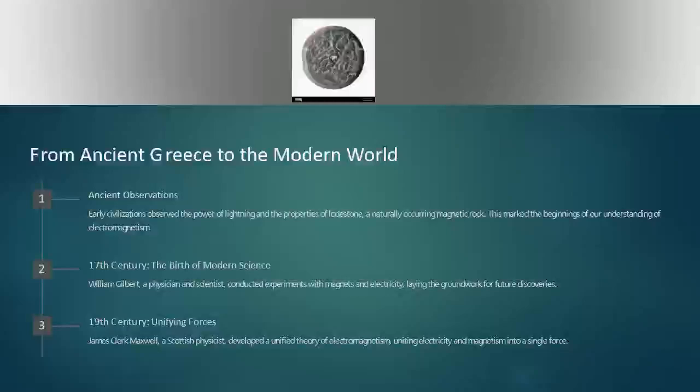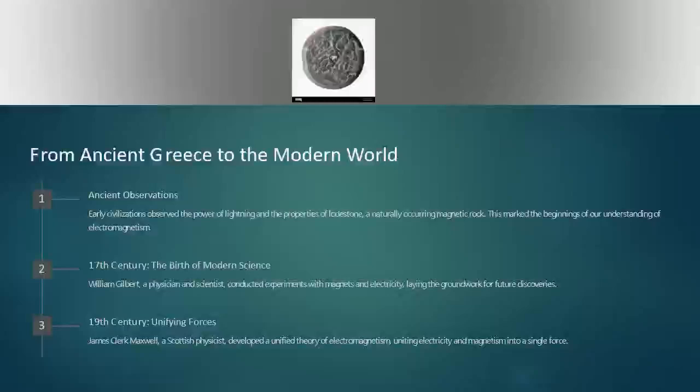Early civilizations observed the power of lightning and the properties of the old stone, a naturally occurring magnetic rock. This marked the beginning of the understanding of electromagnetism.